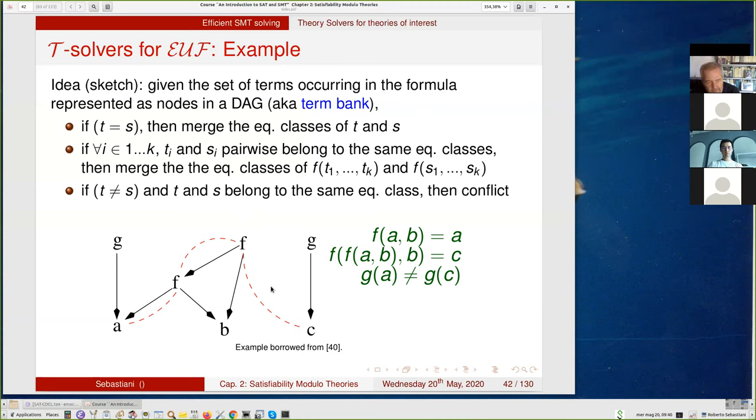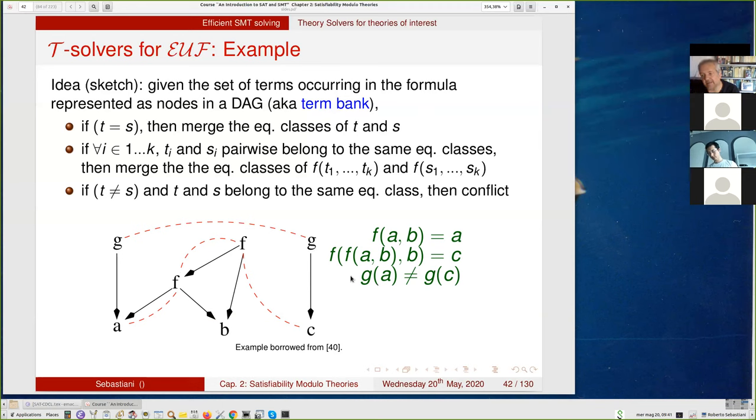So this term C, the term f of AB, and the term A, all are equivalent, okay? So this is equivalent to this, but this is equivalent to this by congruence. So this is equivalent to this. So all those four terms are equivalent. You agree? You see this? As a consequence, another consequence is that also G of A and G of C by congruence belong to the same equivalence class, right? By congruence, if A is equivalent to C by this chain, then also G of A is the same as G of C, right?